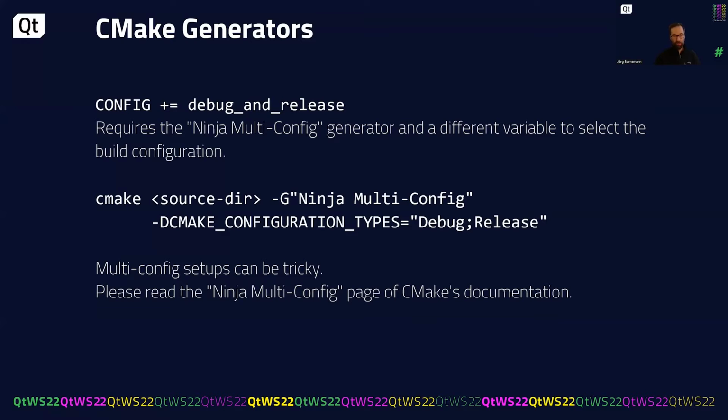Multi-config support was added in CMake 3.17, and we need to specify our build configurations now in a different variable, CMAKE_CONFIGURATION_TYPES. So this shows how you would configure your project for debug and release. Beware that multi-config setups can be tricky. It's highly advised to read the Ninja Multi-Config page of CMake's documentation.